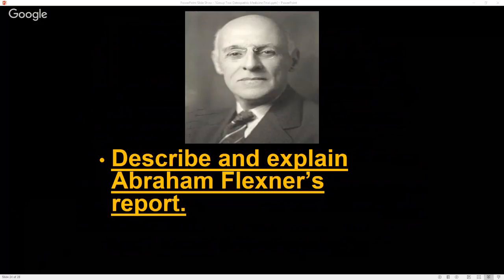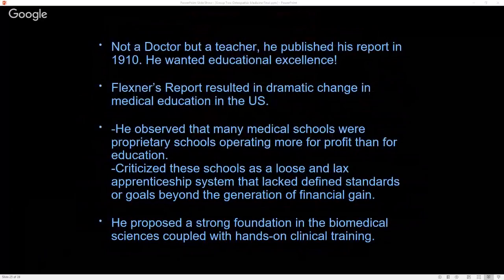Okay, next question. Describe and explain Abraham Flexner's report. If you could switch, please. He was not a medical doctor, but he was a teacher, and he wanted to make sure that medical schools were teaching in excellence. He wanted them to be teaching biology and teaching in the lab and science, and he wanted medicine to be structured after the German model in science instead of being more focused on money.